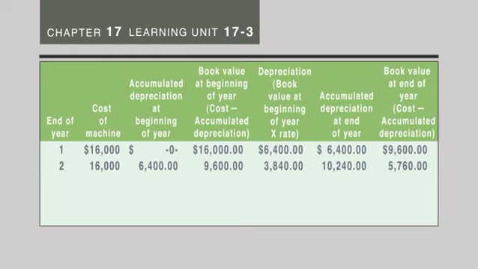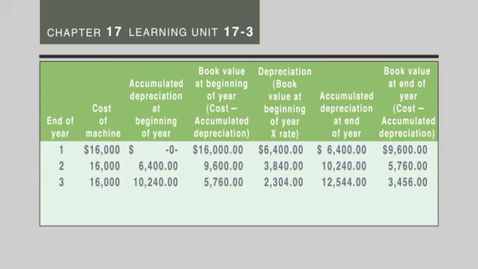Again, the accumulated now is building up to $10,240, which is the result of what? $6,400 plus $3,840. And then we do our what? Cost minus accumulated depreciation of year two, book value is $5,760. And of course these numbers get carried on to the following year. In line 3, we still have the $16,000, but now our accumulated from the previous period of $10,240 gets put in as the beginning. So the ending becomes the beginning.